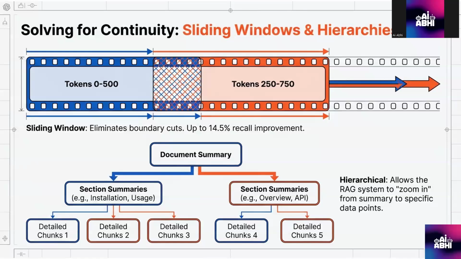So, let's go to the next strategy, that is hierarchical chunking. Hierarchical chunking is a really clever approach. Instead of one layer of chunks, you create multiple layers like a tree. At the top level, you might have a summary of the entire document. Below that, you have section summaries. And at the bottom, you have the detailed chunks.